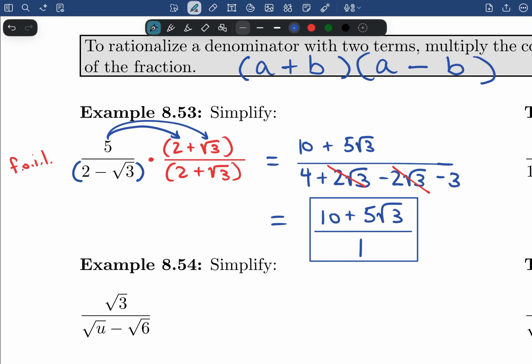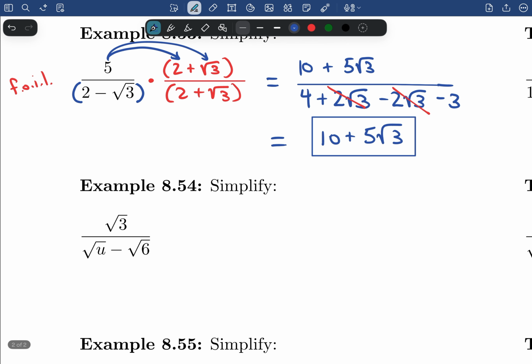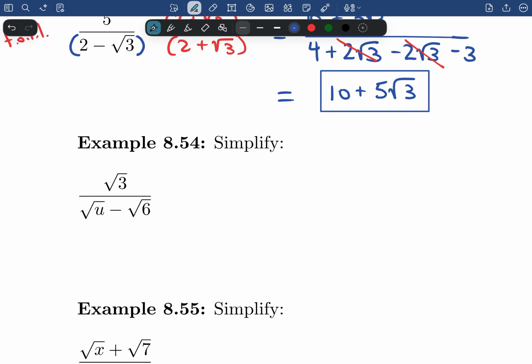Now, one last idea is that, hey, when you divide by 1, that can become invisible, right? Division by 1 or multiplication by 1 becomes invisible. So my final answer can simplify to look like this. Great. Well, let's go ahead and look at this next example, 8.54.